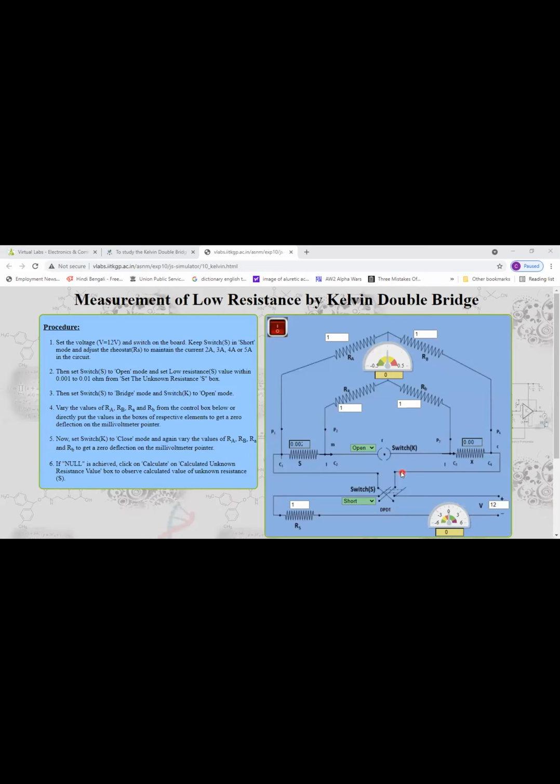Generally, it is a four terminal bridge, and it is purely a resistance bridge. You can't find any inductance or capacitance, unlike the Hay bridge and Maxwell bridge. The four arms are purely resistive, with no inductance and no capacitance. Just observe this Kelvin double bridge.